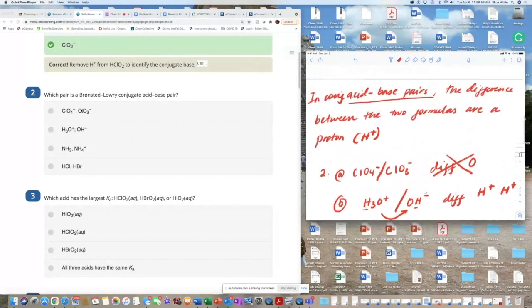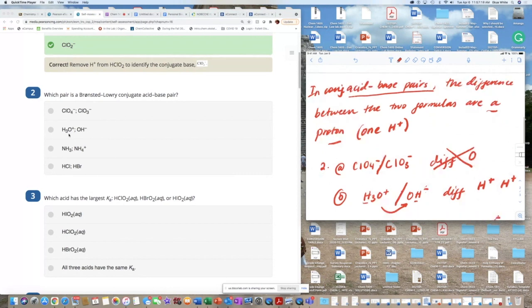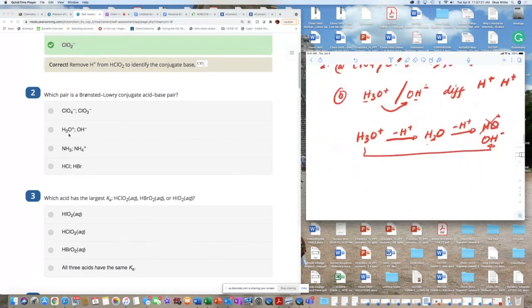I told you the difference between the two formulas is just 1 H plus. When I said a proton, I meant 1 H plus, not 2. So that's what invalidates it. Don't skim over your answer and say, well, okay, yeah, this one here. Go through it, okay?